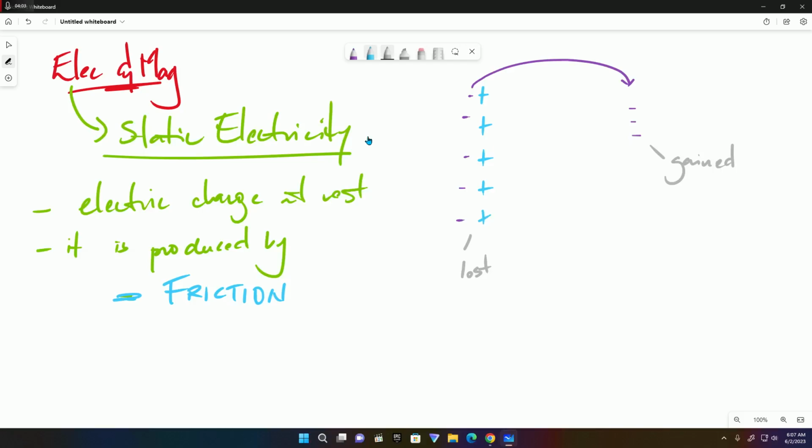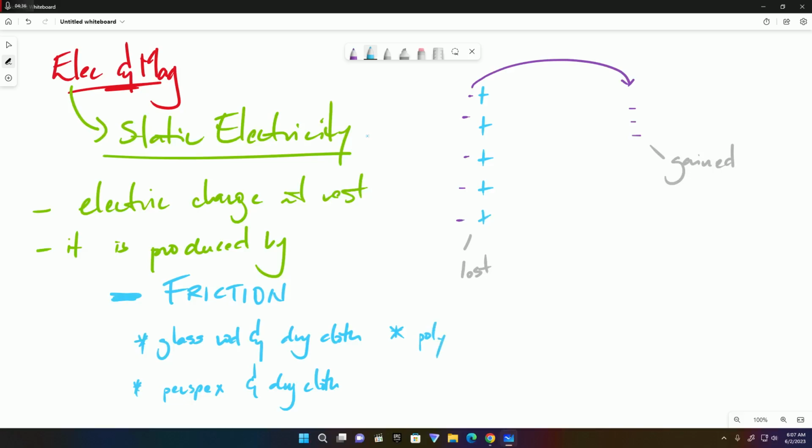So the objects that are charged by friction that the syllabus expects you to know would be a glass rod and dry cloth, perspex rubbed with a dry cloth, and polythene, P-O-L-Y-T-H-E-N-E, and a dry cloth. The syllabus expects you to know these.